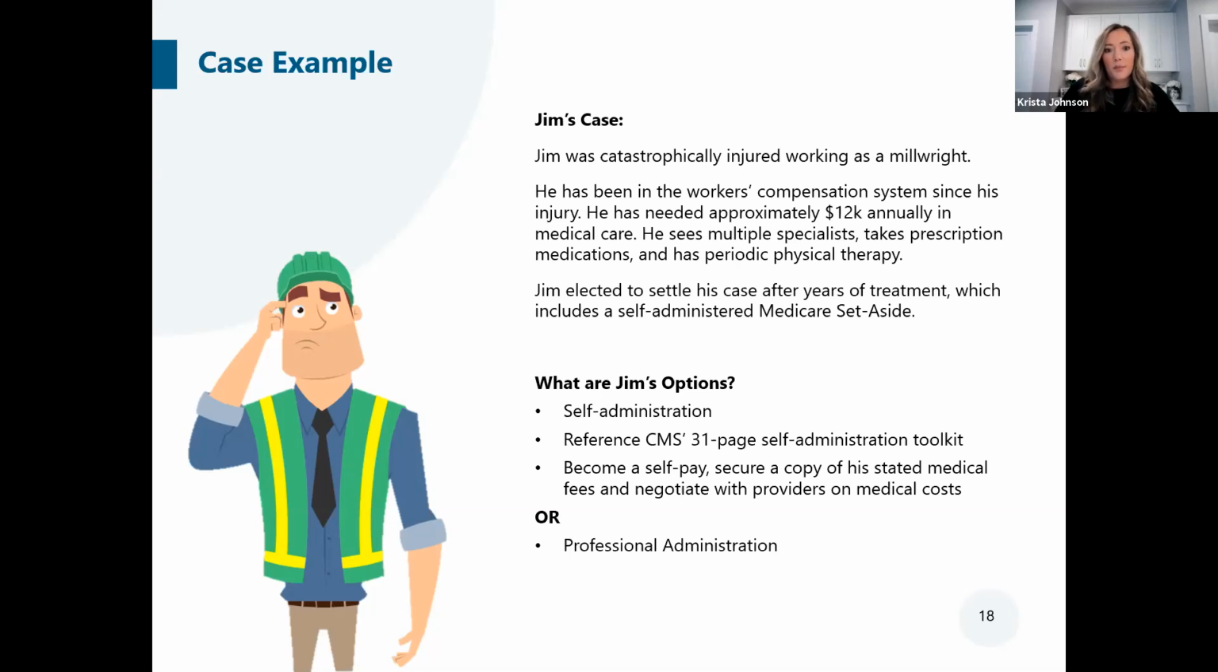So what are Jim's options? He could choose self-administration, which he did. He can reference that CMS 31-page self-administration toolkit we discussed at the very beginning of today's presentation. And then he basically became self-pay. He can secure a copy of his state medical fee schedule. He has to negotiate those rates with his providers on his medical costs, or he could have chosen professional administration. Let's go through what that looks like a little bit further.